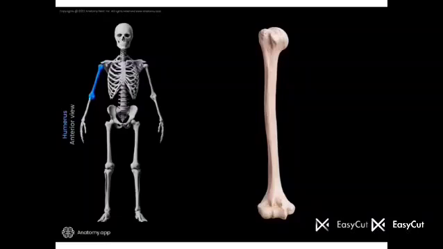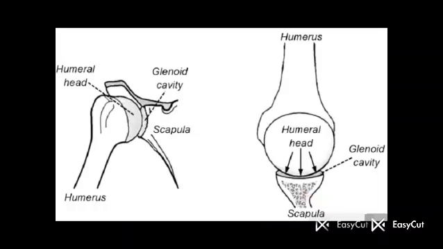Now moving forward, let's have a closer look at the humerus. It is made up of a few parts, out of which the first part is called the head region. This head region articulates in the cavity formed by the scapula. The scapula has a cavity-like structure called the glenoid cavity, and in that glenoid cavity the head of the humerus articulates to form the shoulder joint.